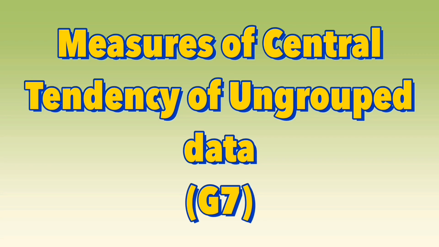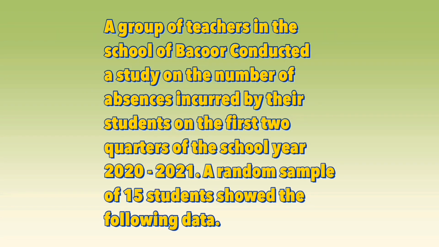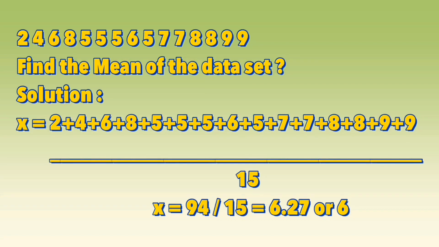Today we're going to study again mathematics about measures of central tendency of ungrouped data, grade 7. Problem number 1 is about a group of teachers in the school of Bacoor who conducted a study on the number of absences incurred by their students in the first 2 quarters of the school year 2020-2021. A random sample of 15 students showed the following data: 2, 4, 6, 8, 5, 5, 5, 6, 5, 7, 7, 8, 8, 9, 9.